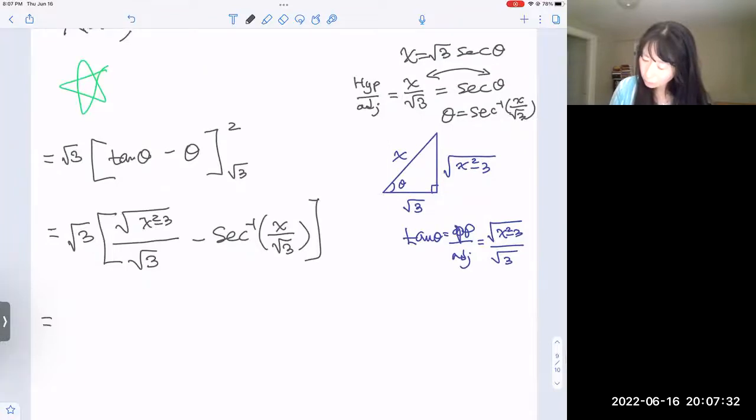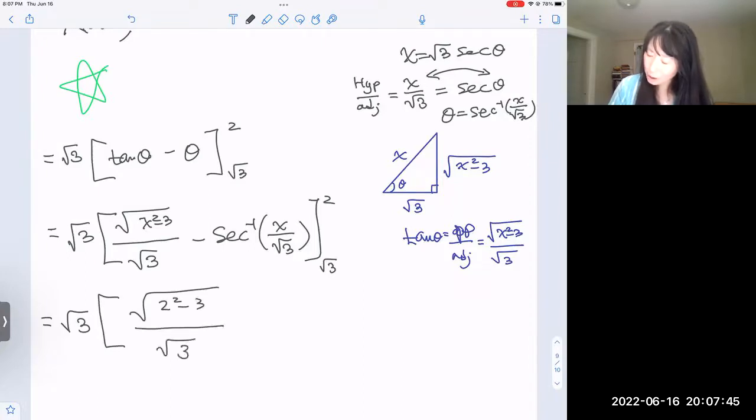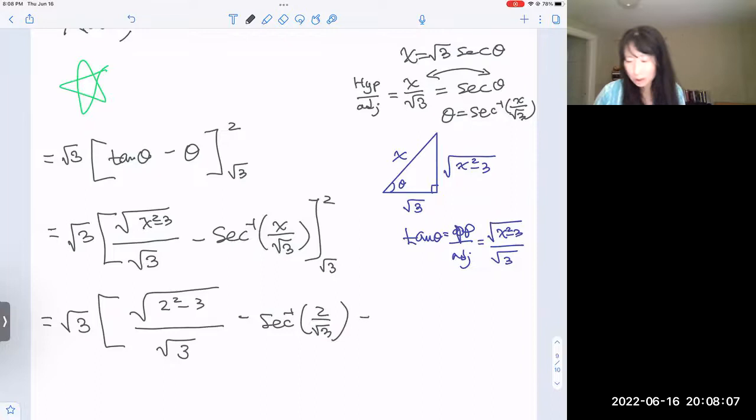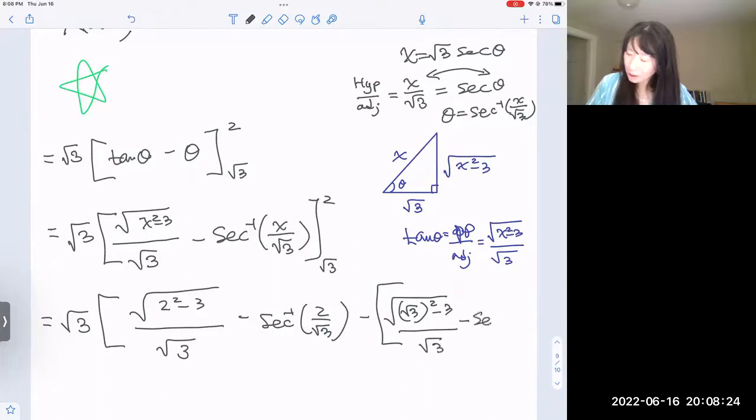All right. Then square root of x squared minus 3 over square root of 3. Oh, a lot of work. Please, can you please calculate? And minus, we have just one secant inverse. Hold on one second. Oh, this is too complicated. Yeah, this is why we change the limit. Okay, so how about square root of 3 squared minus 3 over square root of 3 minus the secant inverse, right? And then another bracket.